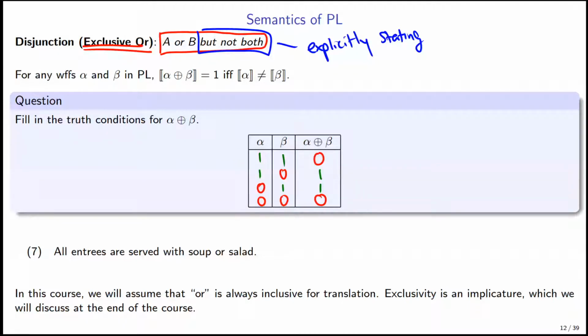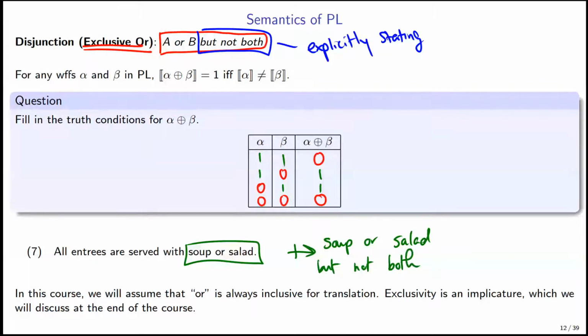So the example here, which you might hear in a restaurant: all entrees are served with soup or salad. Now, there is an implication here. The implication is that you can have soup or salad. I can write that a little bit better: soup or salad, but not both.